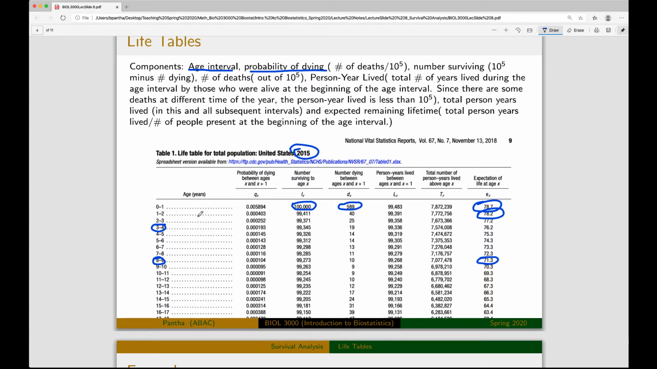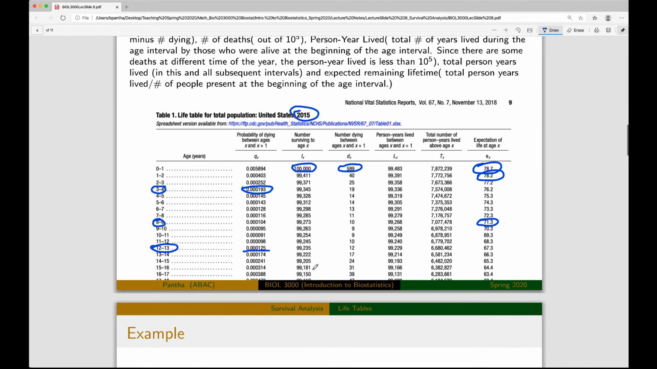Okay, so if you were born in 2015, then the probability that you will die between age 3 and 4 is that. You see that? If you were born in 2015, then the probability that you will die between age 12 and 13 is this number. This is how you find that, right? But suppose you were born in 2015, what is the probability that you will die between age 6 and 10? In that case, you will have to add those probabilities, right?